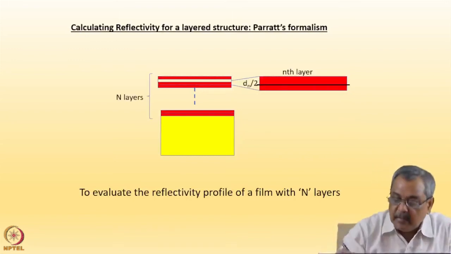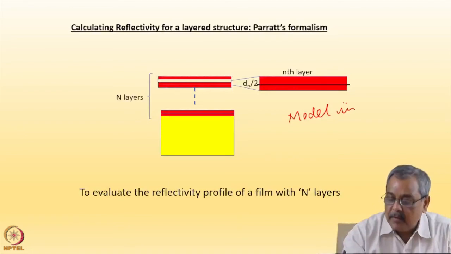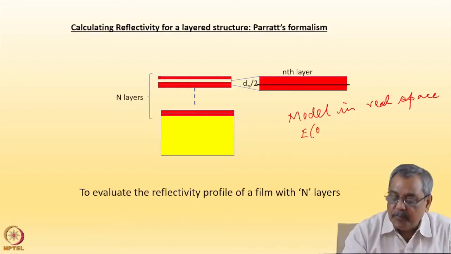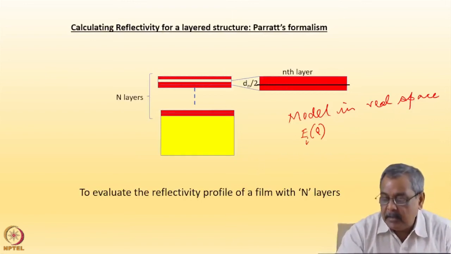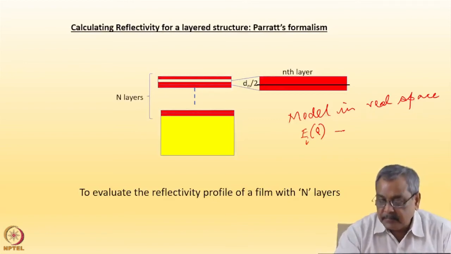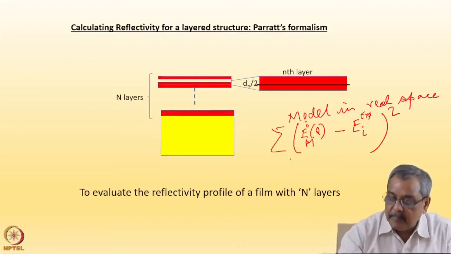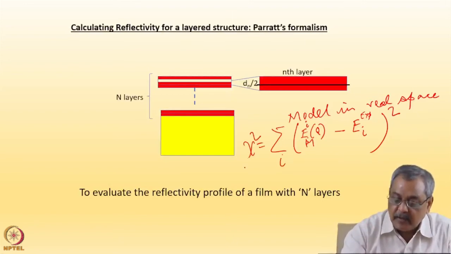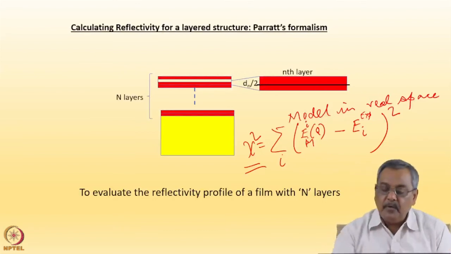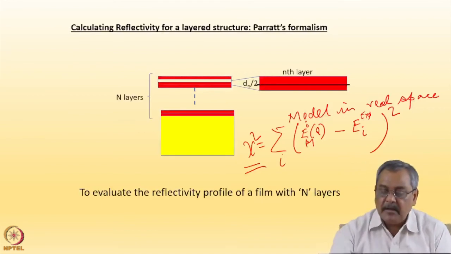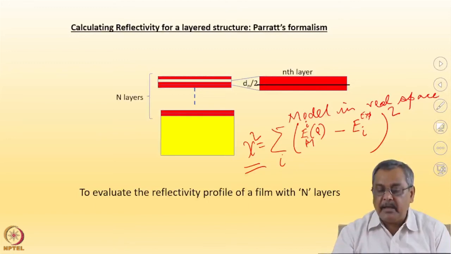So basically, I'm always starting with a model in real space, then finding out the data in Q space, for all the experimental points. So this is the model for the ith point, and then compare it with the experimental data, squared, then sum over i with some constants, and I get chi square. So I always start in the real space, produce the data that corresponds to the model in Q space, and then compare it with the experimental data and try to reduce the error bar.